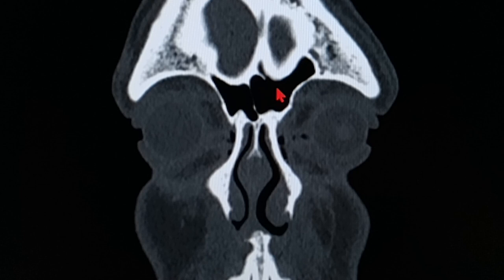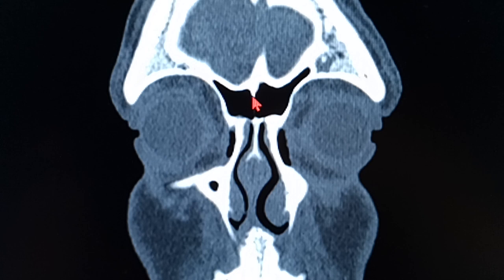Okay, so going behind now, the second structure after the understanding of the frontal recess, frontal sinus, supraorbital anatomy, would definitely be the nasolacrimal duct system. Okay, a lot of people do not know where exactly the nasolacrimal duct actually is.